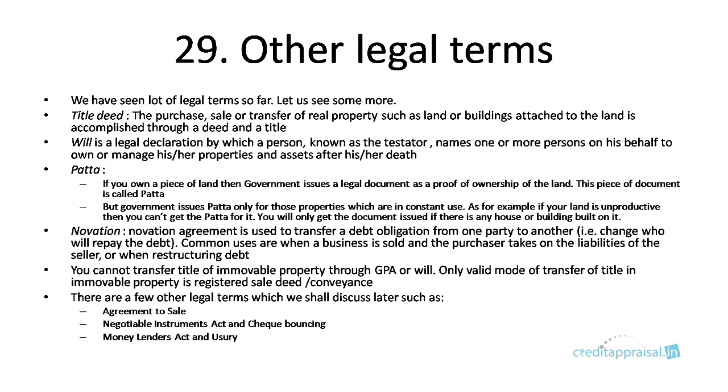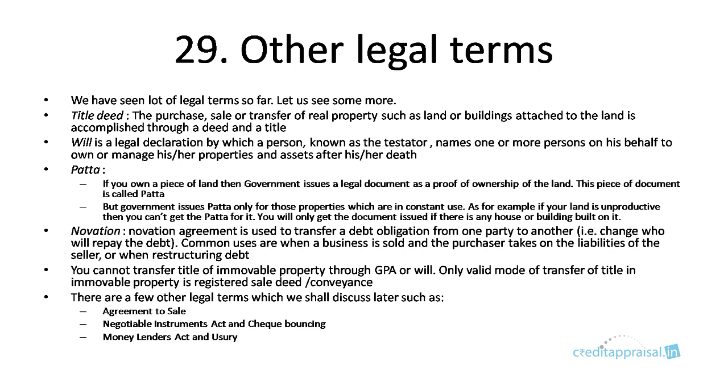Title deed. The purchase, sale or transfer of real property such as land and buildings will be accomplished through a deed and a title. Will, we have seen what a will is. It's a declaration by a person known as a testator, and he names one or more persons on his behalf to own or manage his property after his death.